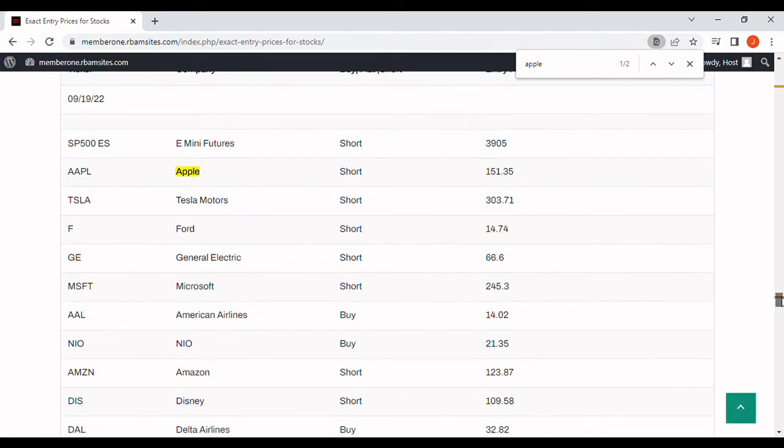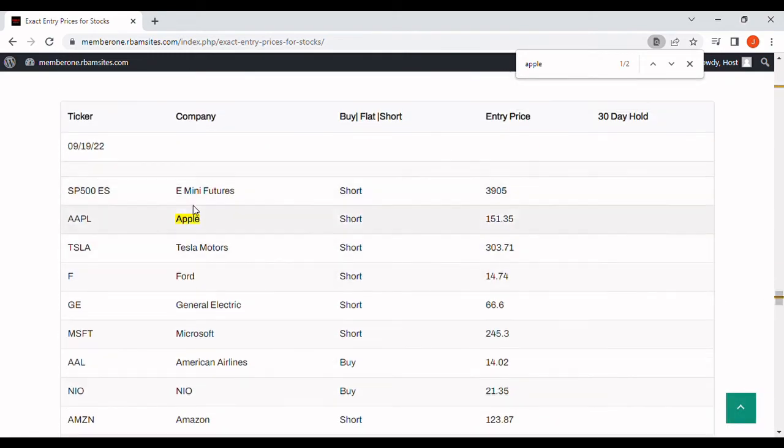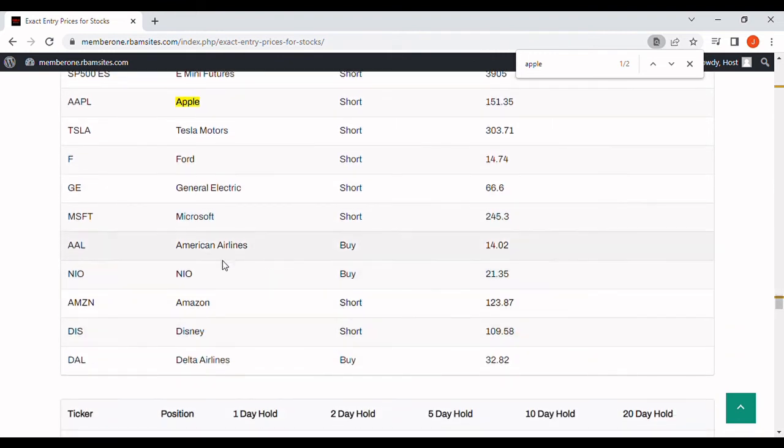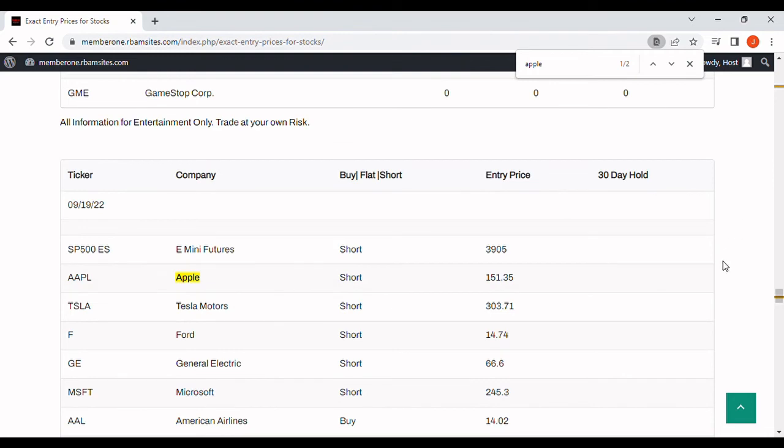You'll notice also down here on this trend following, it's got the S&P 500 E-mini futures contract short today, and Tesla short, Ford short. Everything's on here showing shorts except for the airlines, American Airlines and Delta. But again, all for entertainment purposes only.